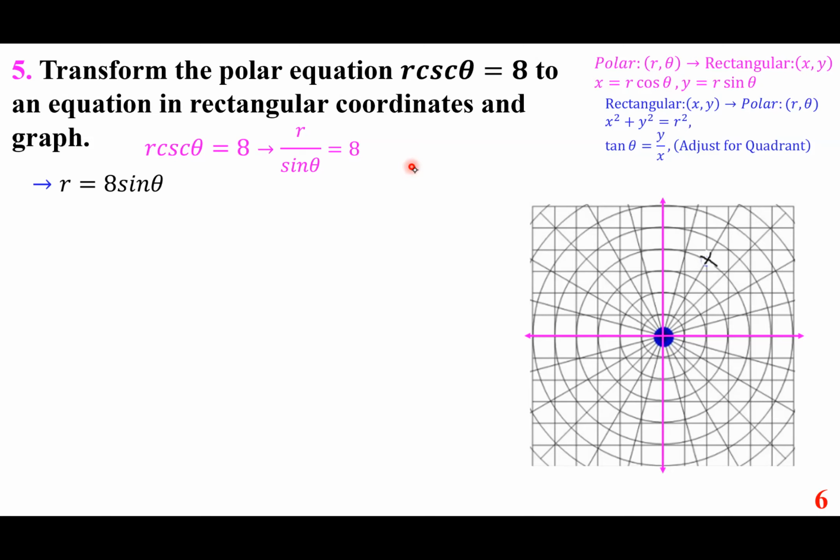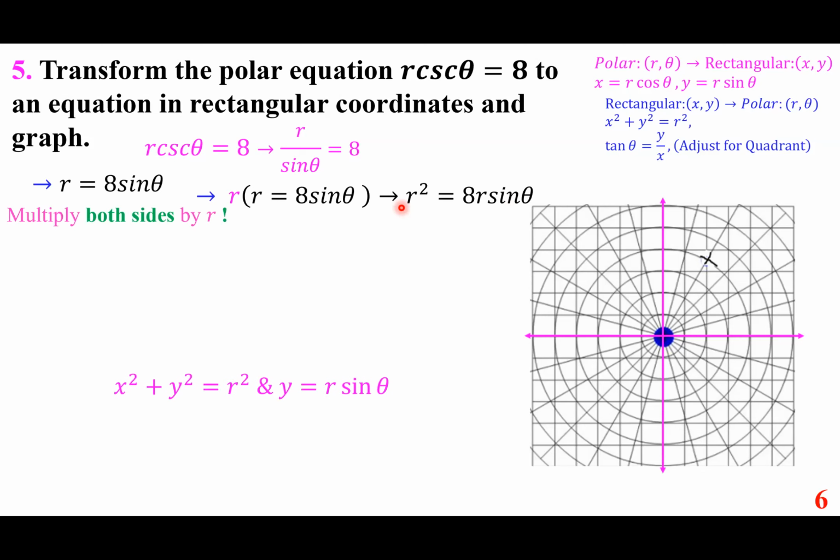And we use the same trick. We multiply both sides by r again. And it gives us r squared equals 8 r sine theta. The left side is x squared plus y squared. Again, just reminding you, x squared plus y squared is r squared, y equals r sine theta. So the left side is x squared plus y squared, and the right side is 8y.